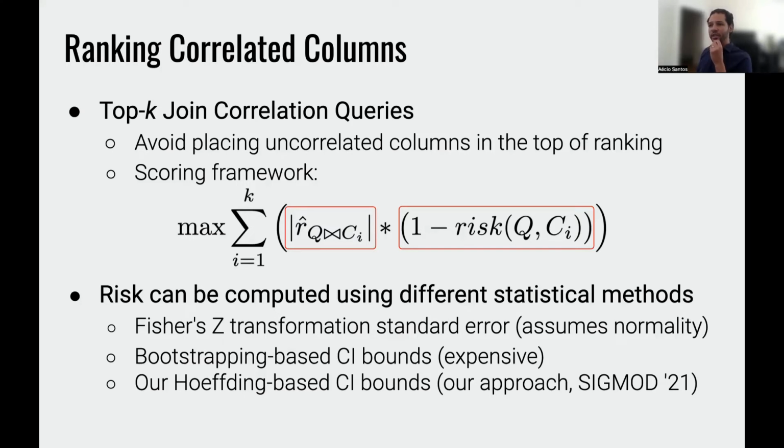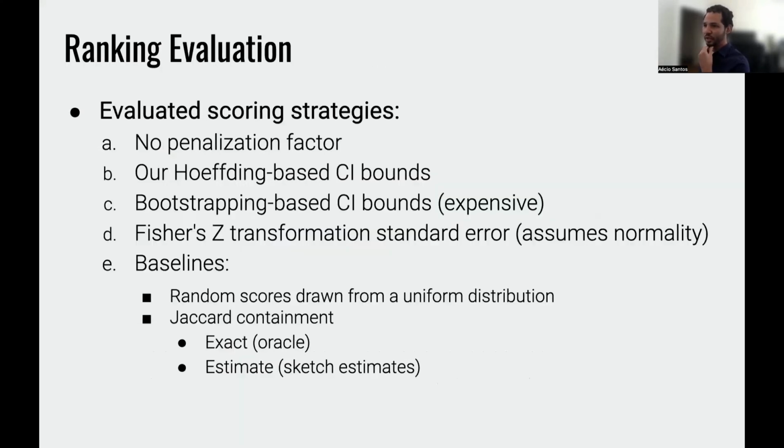So we evaluated this approach experimentally as well. So basically we compare all of these, the accuracy of the ranking, and also compared with applying these bounds, right? Different ways of comparing these bounds. We use as baselines simple Jaccard containment, which is what you would get if you just find joinable tables, and also a random baseline.